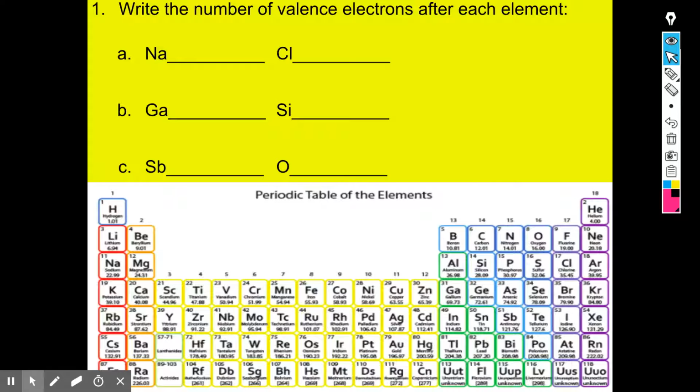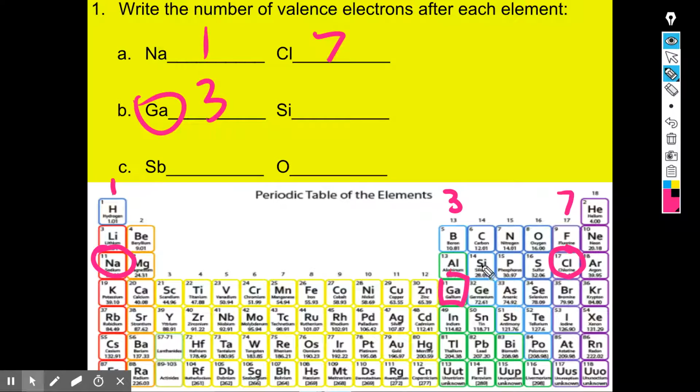1-2, skip a few. So sodium, how many valence electrons does sodium have? Here is sodium. It's in group 1, so how many does it have? 1. Chlorine is our next one. Chlorine is over here. It's in group 17, so how many does it have? 7. Gallium is right here, and it's in group 13, so 3. Silicon is here, it's in group 14, so 4.